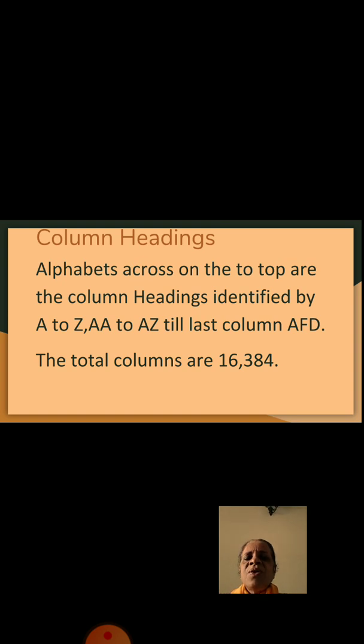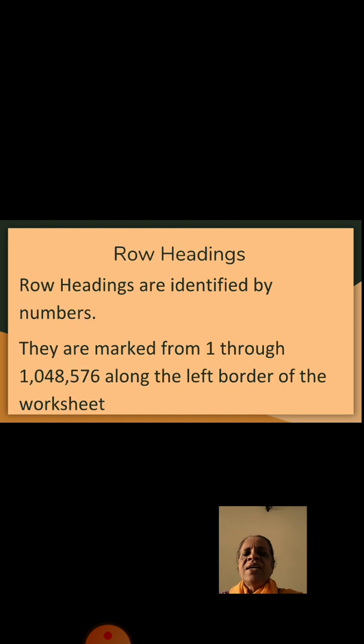Column headings run across the top and are identified, as I told you, by alphabets. They are named from A to Z, then AA to AZ, and so on till the last column XFD. So the first column is A and the last column is XFD. The total number of columns in this version is 16,384.